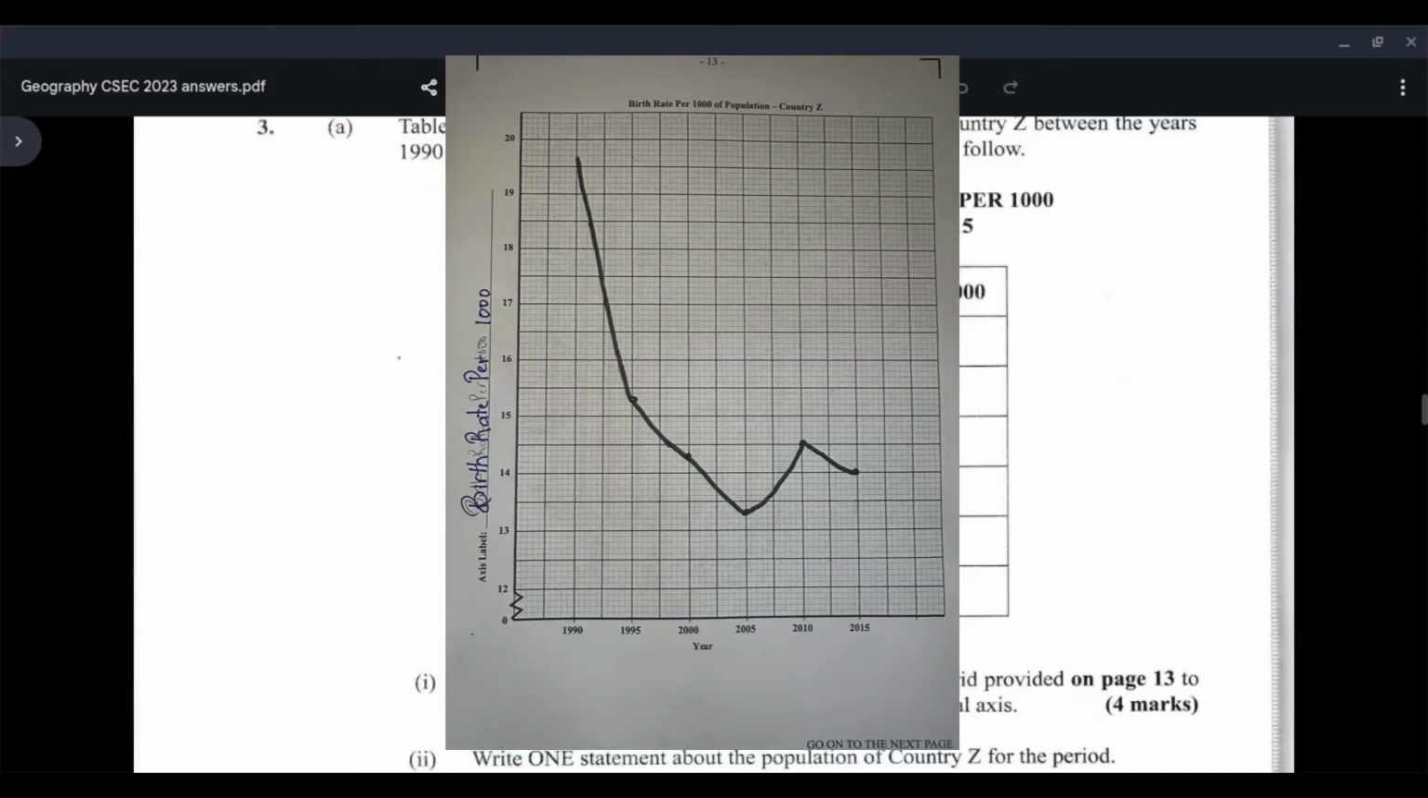Once you're finished plotting, you will have a graph that looks something similar to this. You can see there is a decline, and then there's a steady increase, and then it starts to decline once more. So once you were able to do this, that is 4 marks.